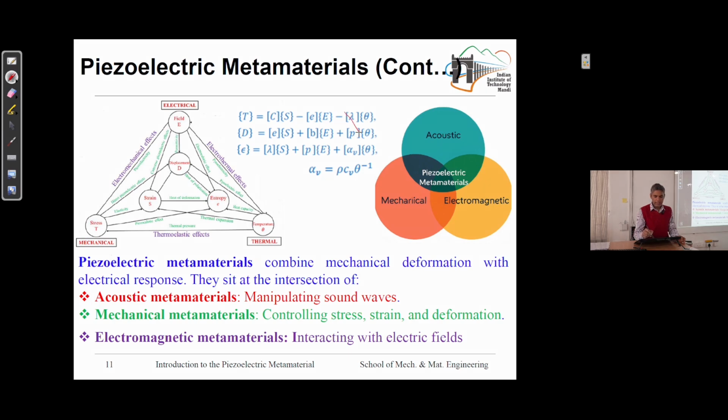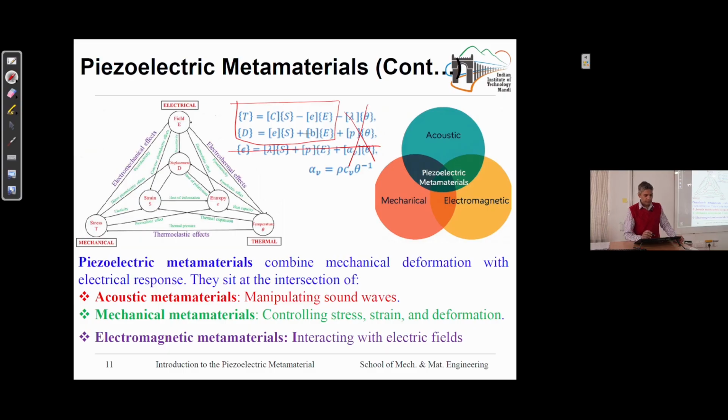So this part can be ignored in these equations, and of course these equations can be used for the piezoelectric domain. That is, we have the so-called stress, right? T is stress, C is the elastic modulus, S is strain, e is the piezoelectric coefficient matrix, capital E is the electric field, and D is the charge per unit area, right? And again, epsilon is the permittivity.